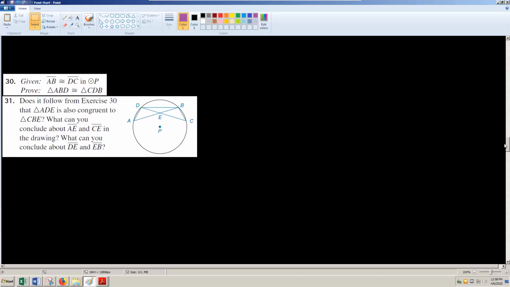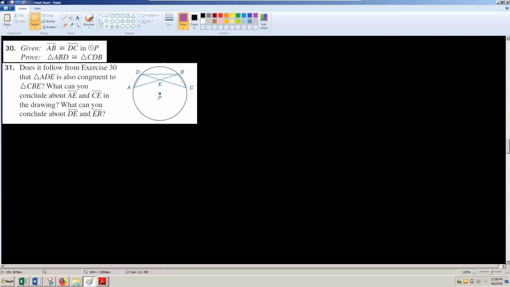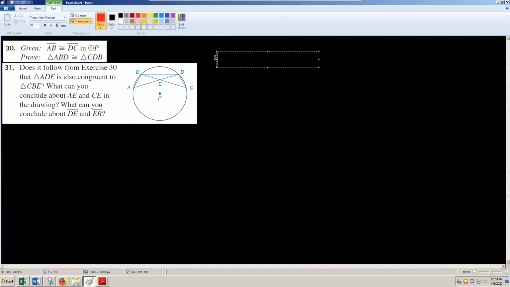Alrighty. So looking at this one here, triangle ADE is congruent to triangle CBE. What can you conclude about AE and CE? What can you conclude about DE and EB? We're going to say they're similar. They're congruent. All right, so these are congruent, and these ones are the same. So that's our conclusion here. I'm just going to jot that down before I go into a super long explanation of it. So yes for congruency, and then both congruent as well.